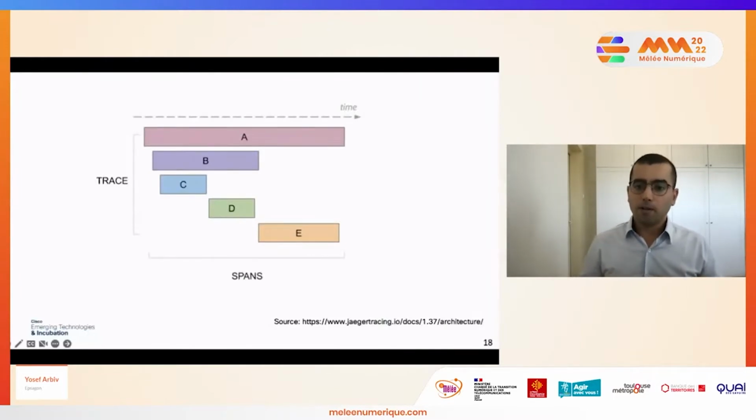This is an example of a distributed trace on a timeline. Each tile here represents a span. A span represents a single unit of work. In this case, we have operation A that triggered this entire trace. In order to complete this operation, we had to perform operation B that happens in another service, and then C and D. And then we had operation E. When operation E ended, the entire trace is completed.